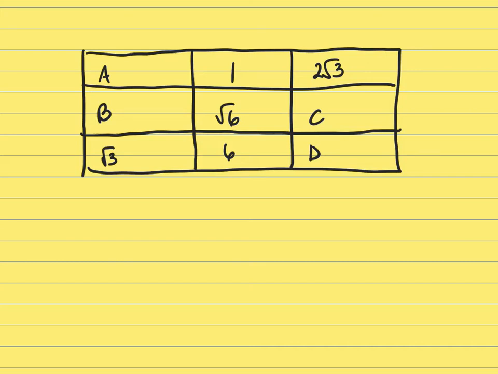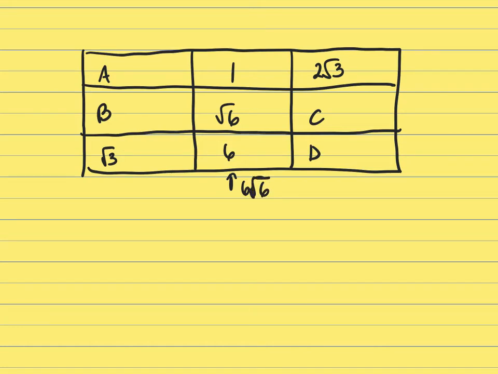The product of the numbers in each row and in each column is the same for all rows and columns. What's the value of A, B, C, D? All right, so if you notice in this column here, all the numbers are given. And if you multiply those together, you get 6 times square root 6. So we know that's got to be the product for everything.